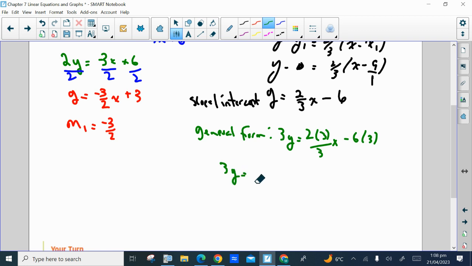So 3y will equal. On the right side, the 3's will cancel. That's why we multiplied by 3, so that happened. We're left with 2 times x, and then minus 6 times 3 is minus 18. The x term is positive, so we'll keep it on the right side. We'll bring the 3y over. The 18 didn't move, so it stays minus 18. There's our equation in general form.